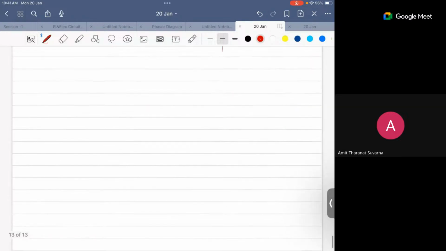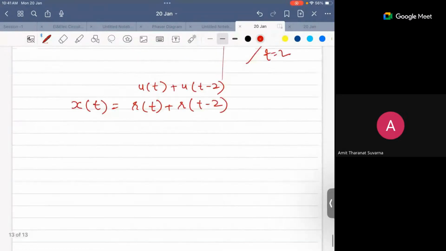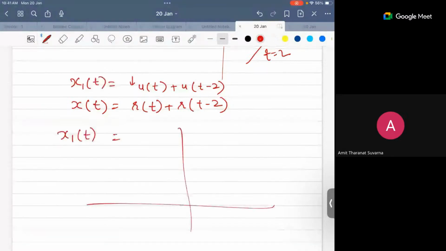So if I have to draw x(t) equals r(t) plus r(t minus 2). When the function was u(t) plus u(t minus 2), we used to take care of the magnitude. Let's say this is x1. How will you plot this x1? You already know that from minus infinity to 0 it will be 0. At t equals 0, it gains a magnitude of one.